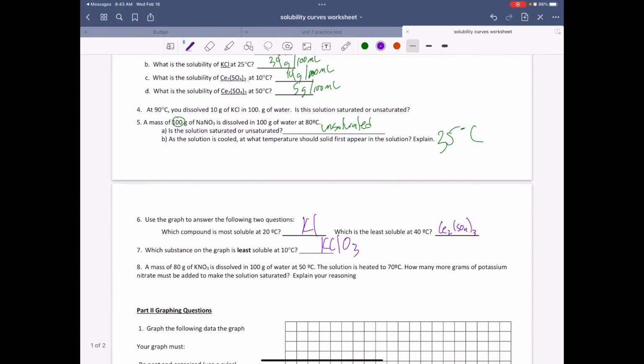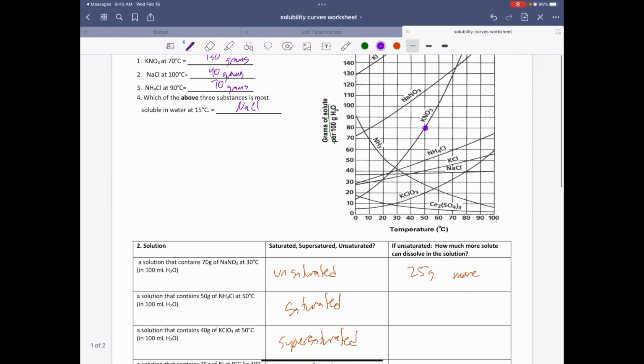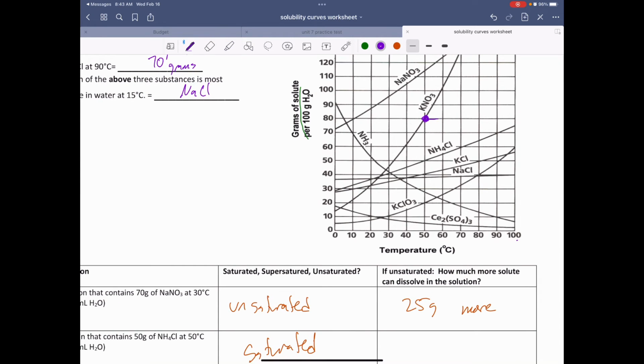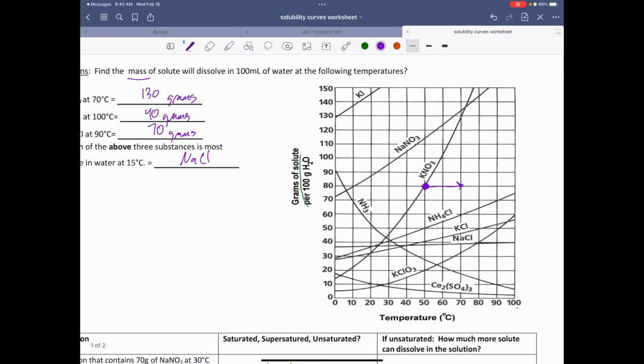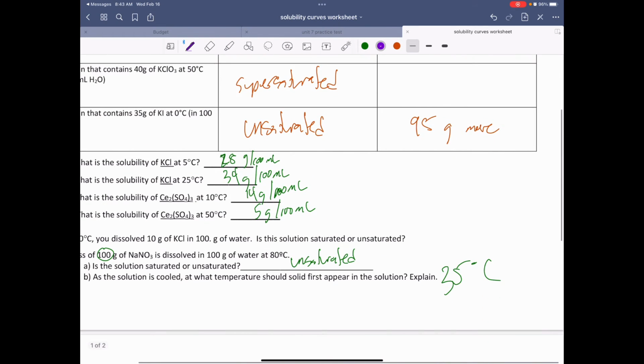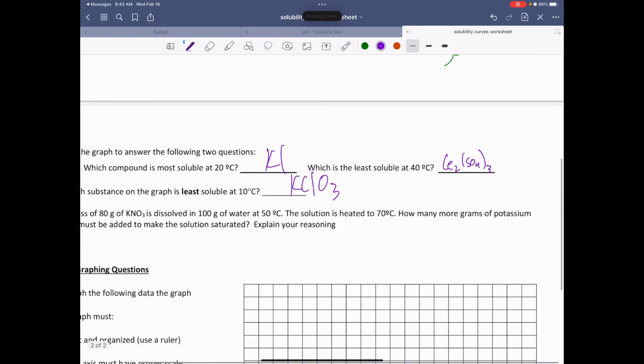And it's KNO3 and it's heated to 70. So it has jumped here. And how many more can we add? Well, we're going to go up until we hit the saturation line, and it looks like we can get up to 130. If we already had 80 and we can get up to 130, that means we can add 50 more. So we can add 50 grams to hit the saturation point.